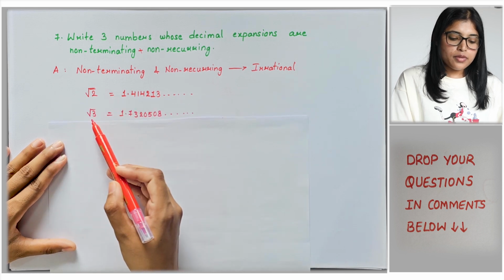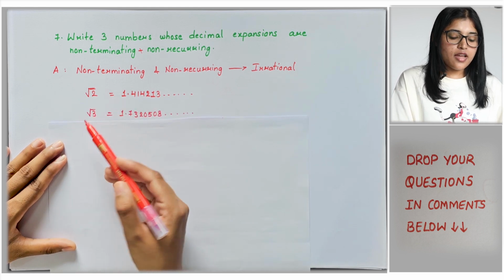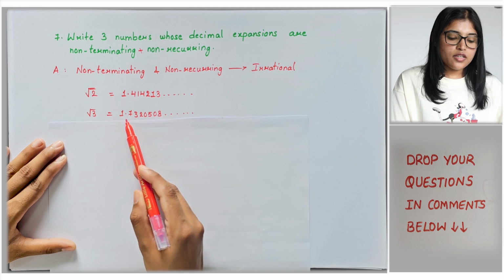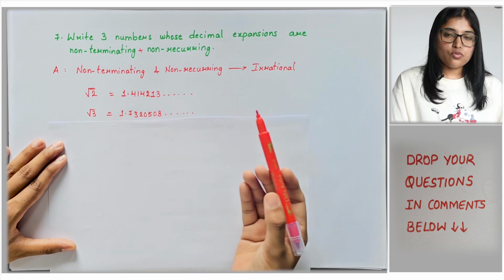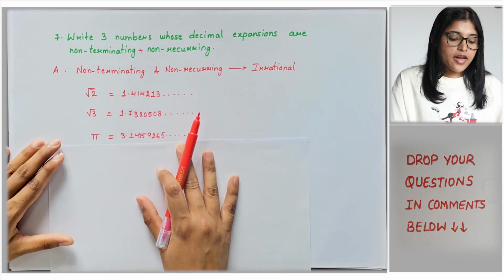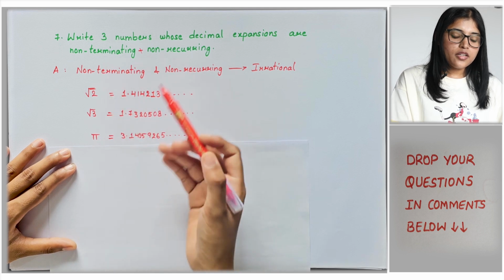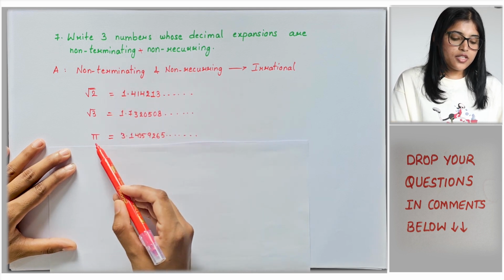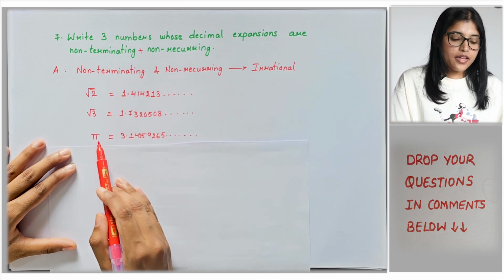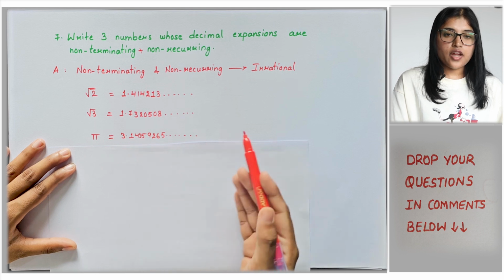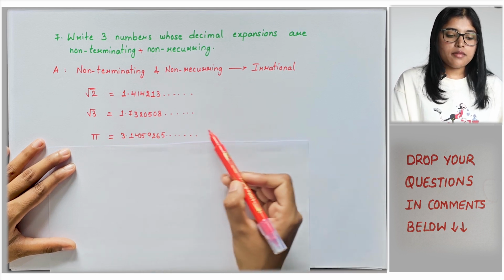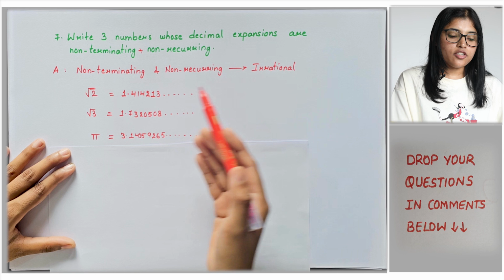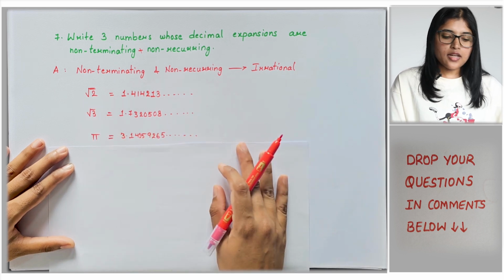The second example can be root 3. This also doesn't have a perfect square, and root 3 gives us the value of 1.7320508, etc. And another famous non-terminating, non-recurring number, which is an irrational number, is pi. Pi is 3.14159265, and so on. So these can be 3 examples of decimal expansions which are non-terminating and non-recurring.